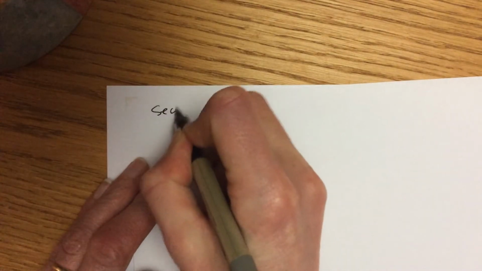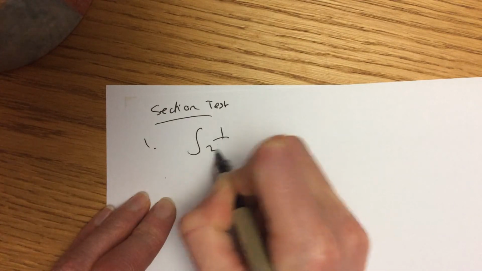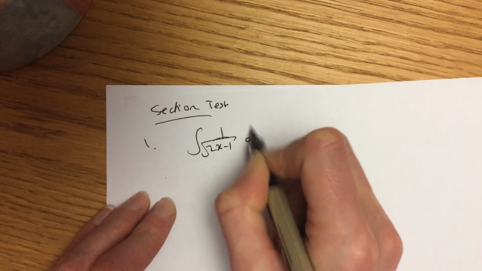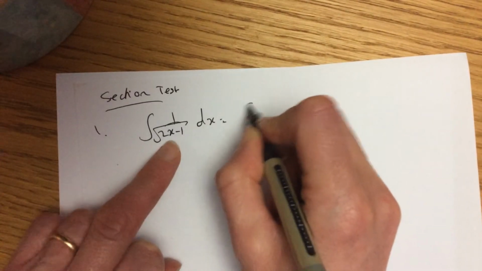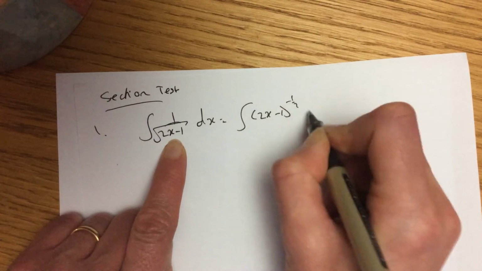Okay, just going to walk you through the section test. Number 1, 1 over 2x minus 1. I see that as a bracket on the bottom, so it's a half. You bring it up, it's minus a half.